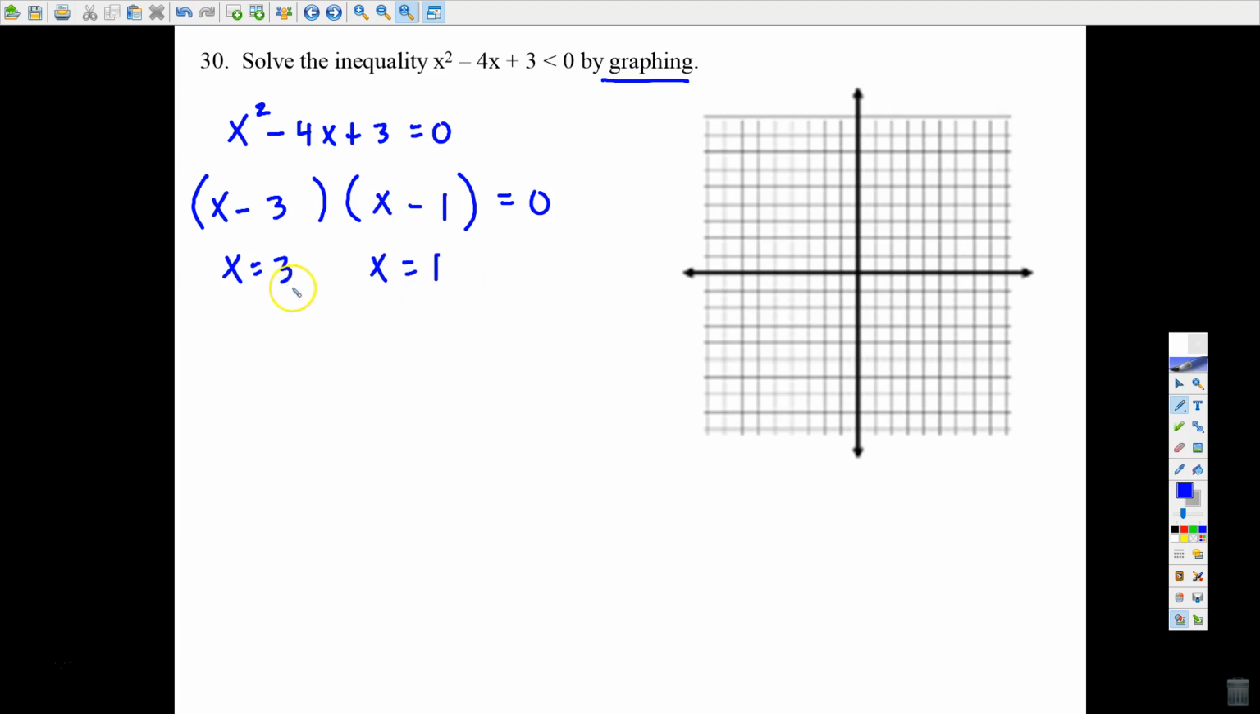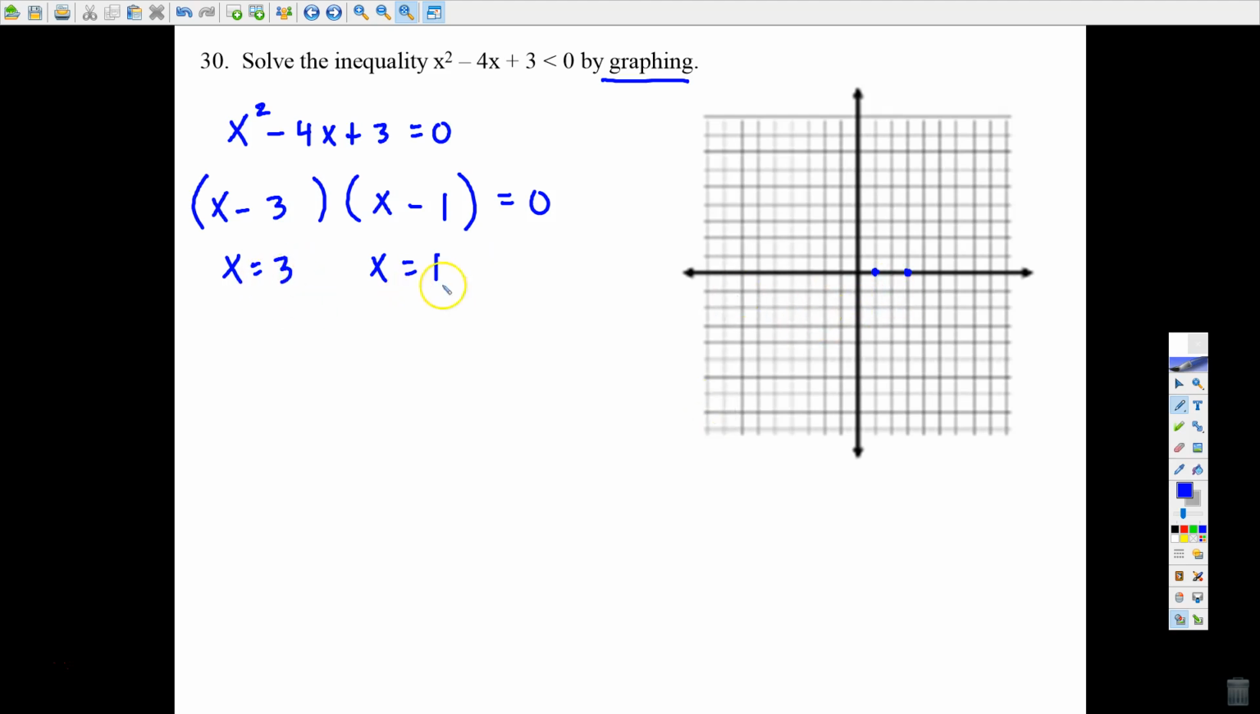Remember, solutions to a quadratic equation are the same thing as the x-intercepts for the graph. So I can go ahead and put 3 and 1. I know that my graph is going to pass through those 2 points. I know the graph opens up because the number in front of x squared is positive. So now I know that the vertex has to be somewhere down here in quadrant 4, because it opens up through these 2 points. Now I've got to find the vertex.